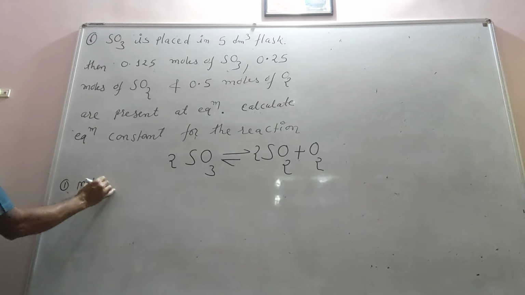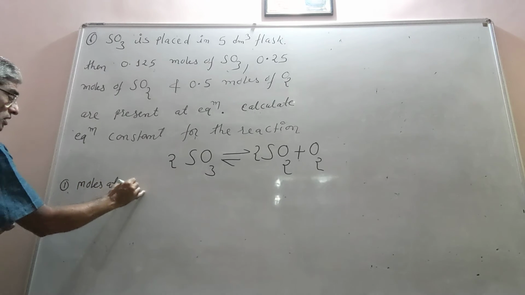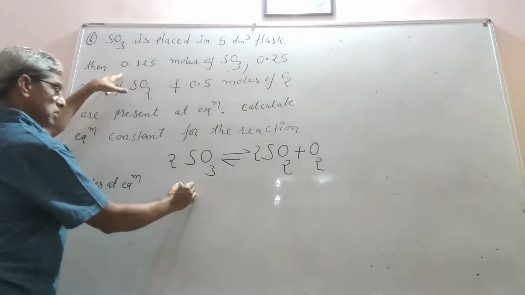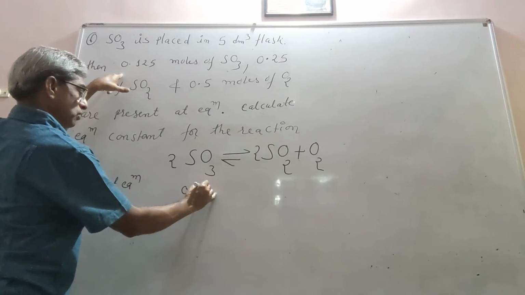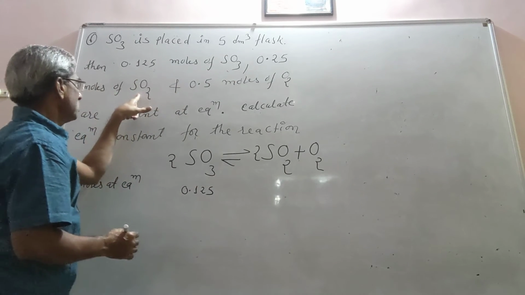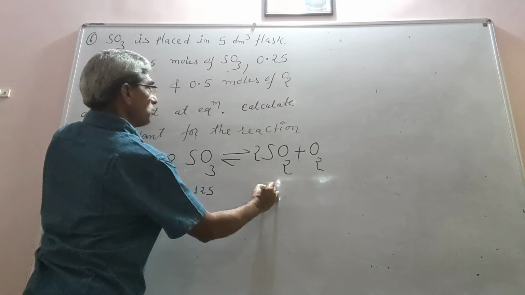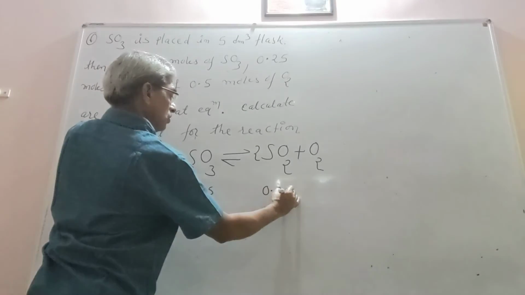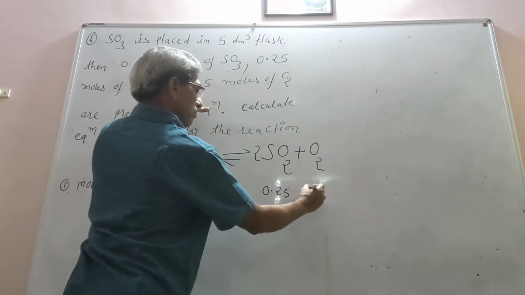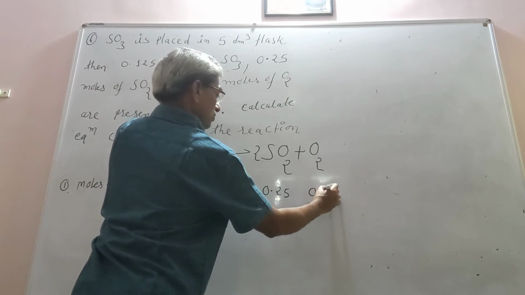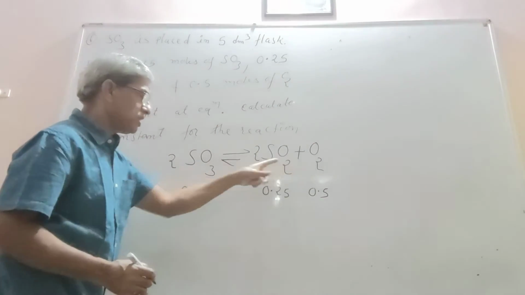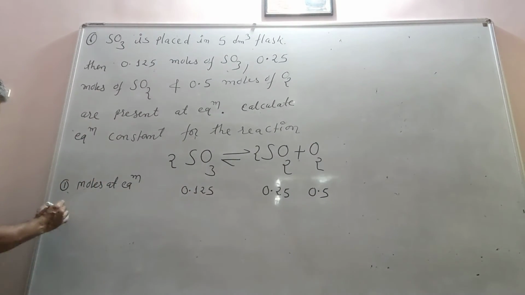Moles at equilibrium are given. How many moles of SO3 are given? 0.125. How many moles of SO2 are found at equilibrium? 0.25. How many moles of O2 at equilibrium are found? 0.5. Means these are the moles of the respective species found at equilibrium.